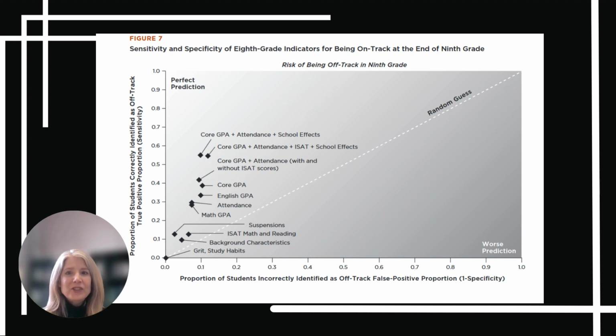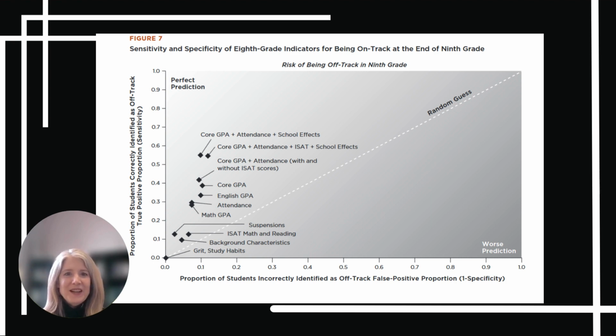The horizontal axis shows that by using core GPA as the predictor, we'll also identify 10% of students as going to be off track who actually end up on track. So some students might get an intervention who wouldn't otherwise need it, but most students identified as needing support really would need it.